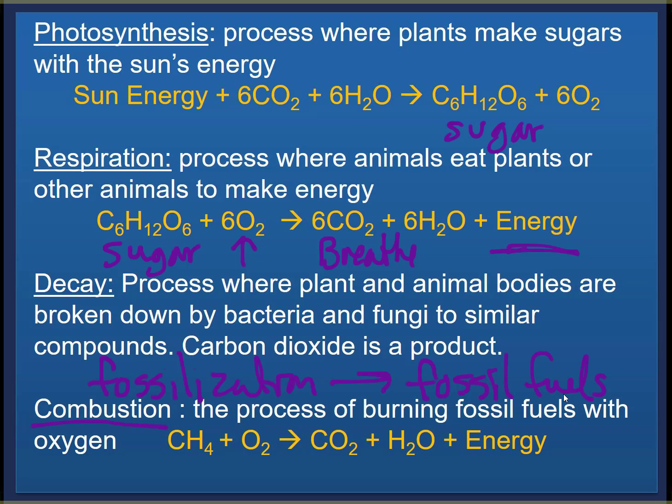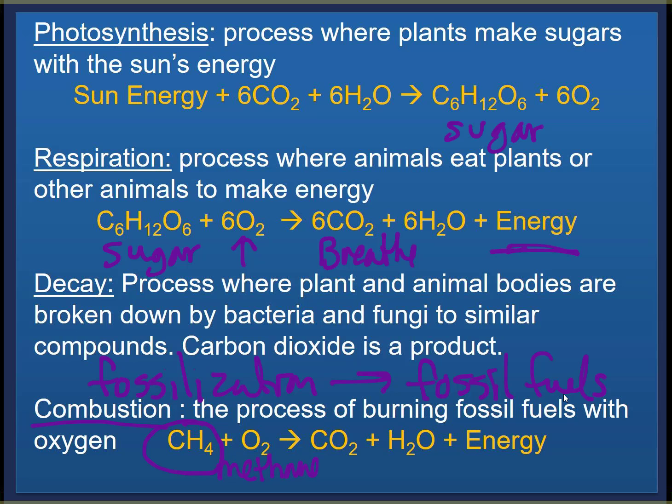Combustion is the process of burning fossil fuels. And so I just did a very simple combustion equation. I don't have to have just a single carbon. So this is the equation of what might happen when we burn our burners in the lab, because we burn natural gas. Natural gas is methane. This is methane, so CH4. In our automobiles, we use octane. So that would be an 8 carbon chain.